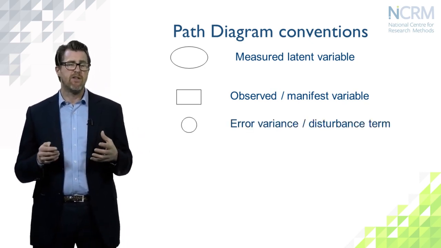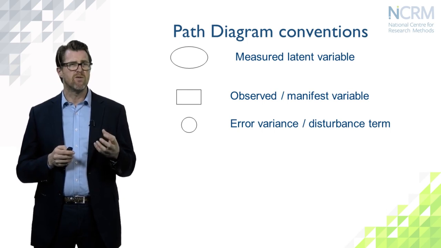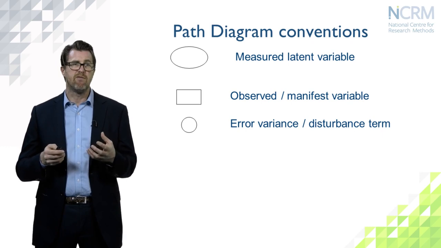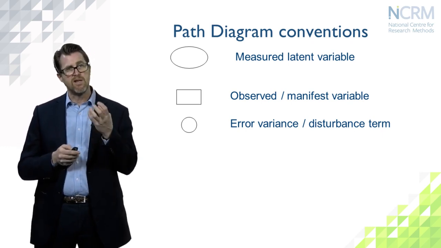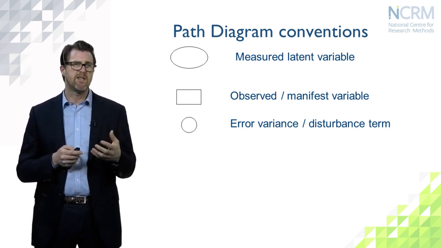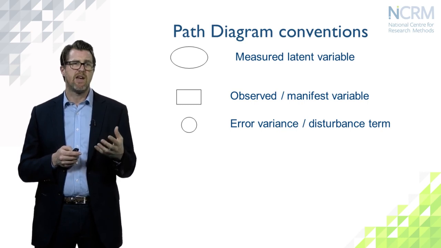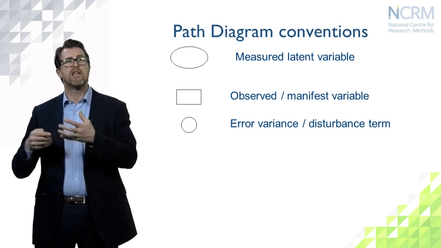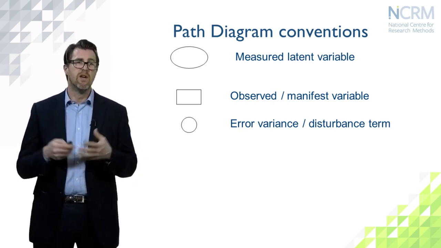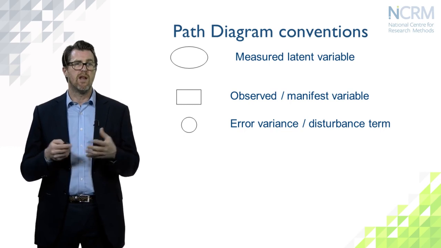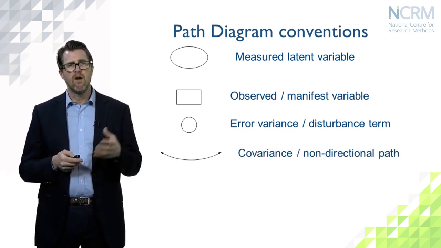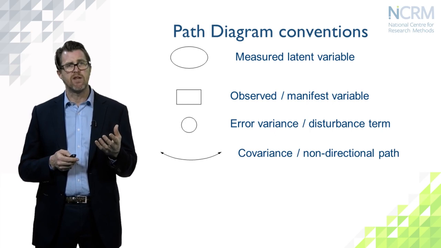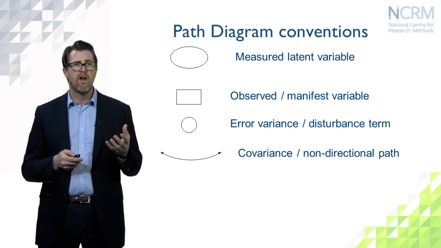Error variances are small circles, similar to a measured latent variable. It's a circular form, but it's actually a small circle. This indicates that these error terms are also latent variables, but we don't actually label them. These are kind of unknown or residual latent variables. We also indicate the relationships between variables using lines with arrows.